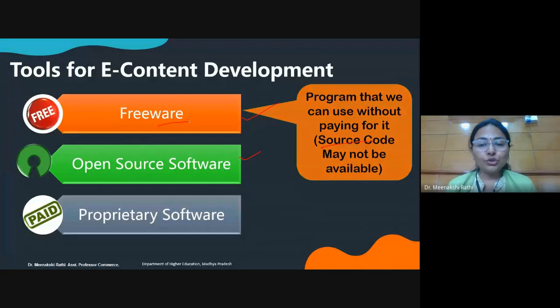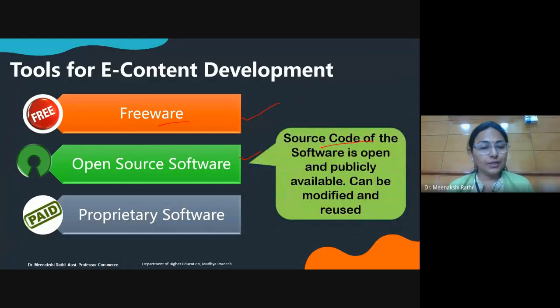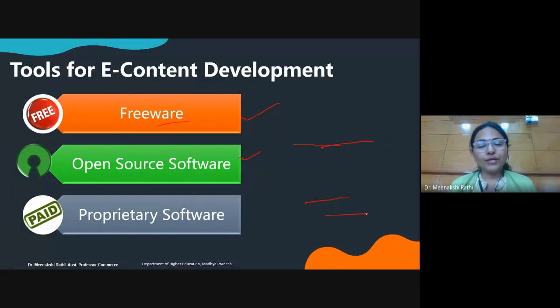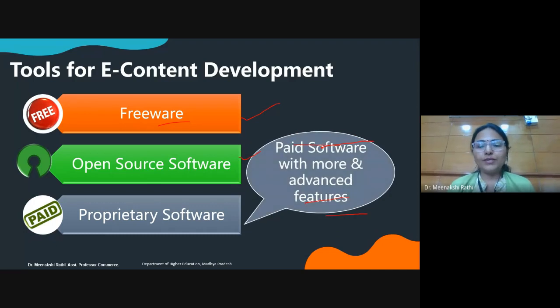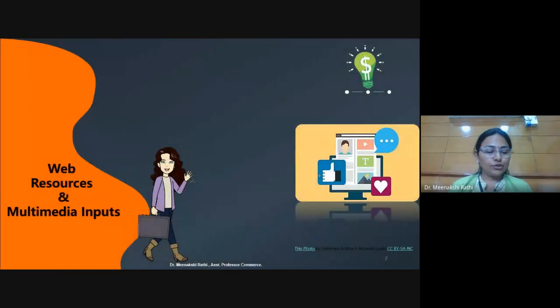But open source software is publicly and freely available, along with the source code. Here the source code is also there, and the user can modify and reuse it as per their requirement. This is the basic difference between freeware and open source software. Next is proprietary software. As the name itself indicates, proprietary software is the paid kind, having more advanced features.